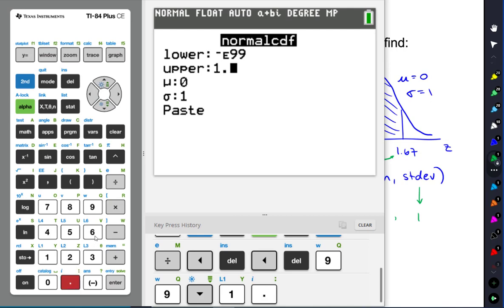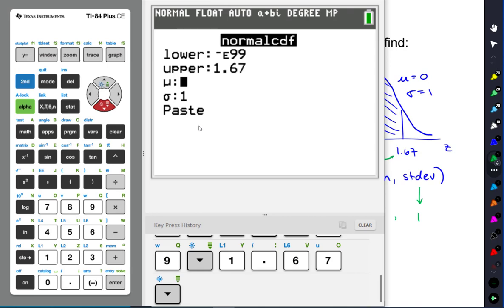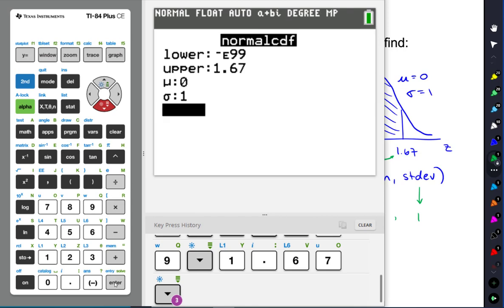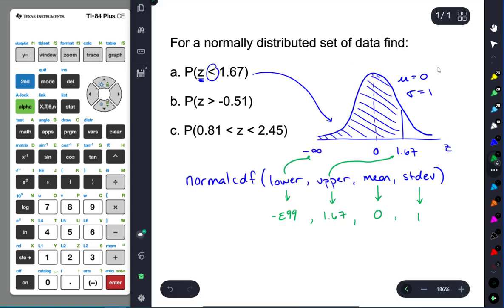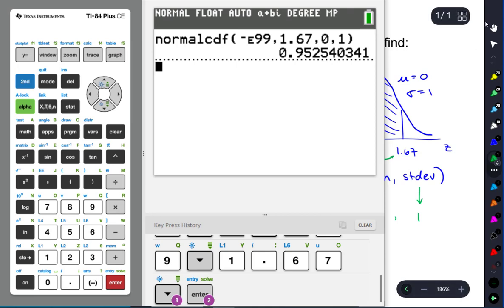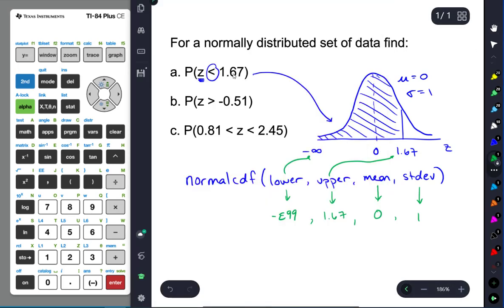The upper bound was 1.67, and then the mean and standard deviation, if it's set to anything other than 0 and 1, go ahead and change those back. And then when you're done, hit enter to paste that onto the home screen, and then you will have to press enter one more time to get an answer. But once it does that, this is the probability that you're looking for, and that's the total shaded area that I have right here. So 0.9525. And that would be the answer to the first one.